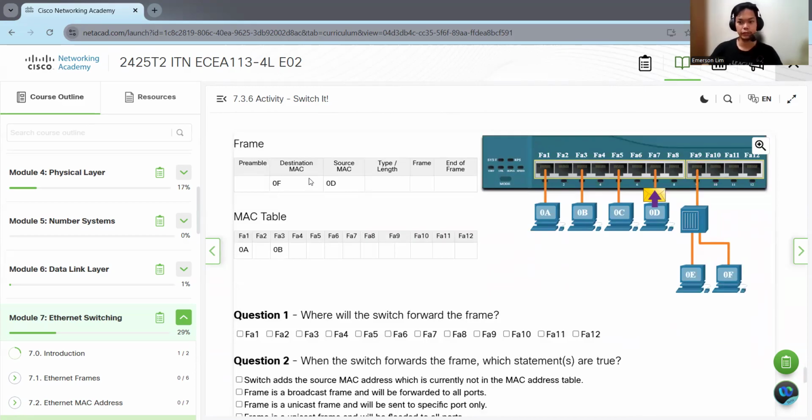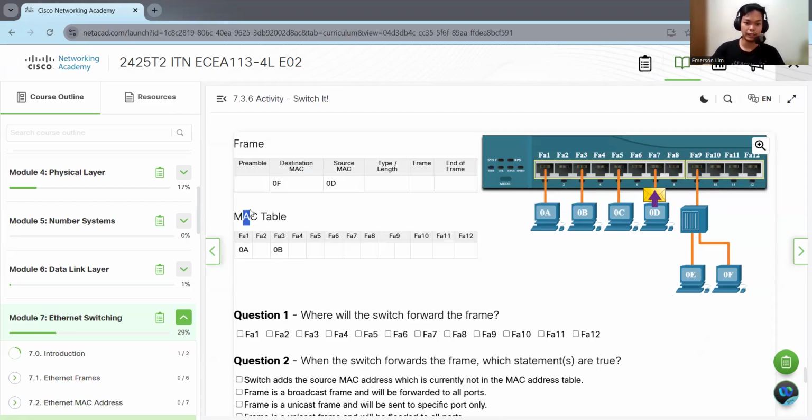First, we will need to have our message. So our destination MAC in the frame table is 0F, which is located in FA9 in this diagram, FA9 to a switch and 0F. Our message, which is 0D, is connected to FA7.